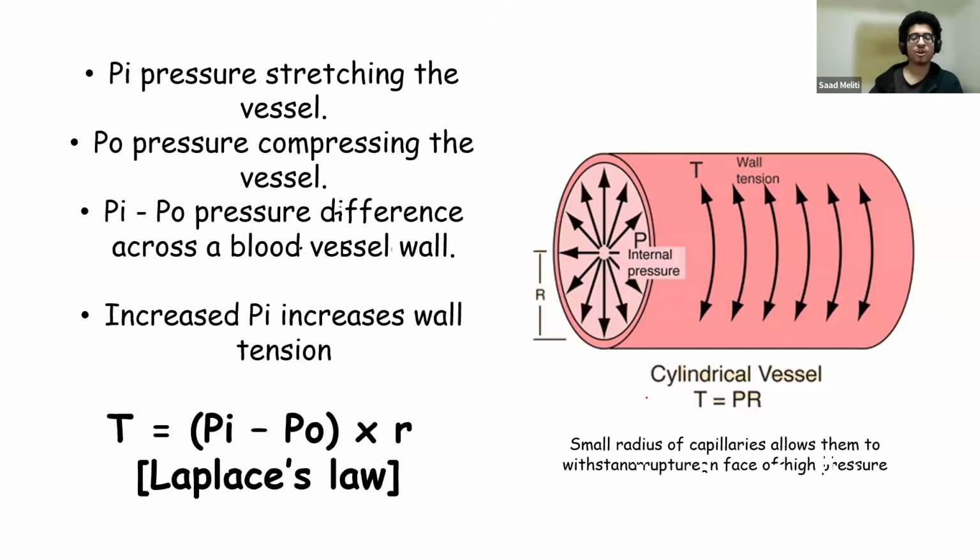Okay. So remember when I was talking about the balloon with a small radius? Now, put this into the context of capillaries. Capillaries are the smallest blood vessel. They have a very small radius, so even if you put a lot of pressure into them, it's not going to matter. The tension is still going to be extremely low because capillaries are so small. The thickness is one cell, so the radius is extremely low. That's why they can withstand rupture in the face of high pressure. Even if you have high pressure going through the capillaries, it doesn't matter because the radius of these capillaries is very small. I hope this makes sense.